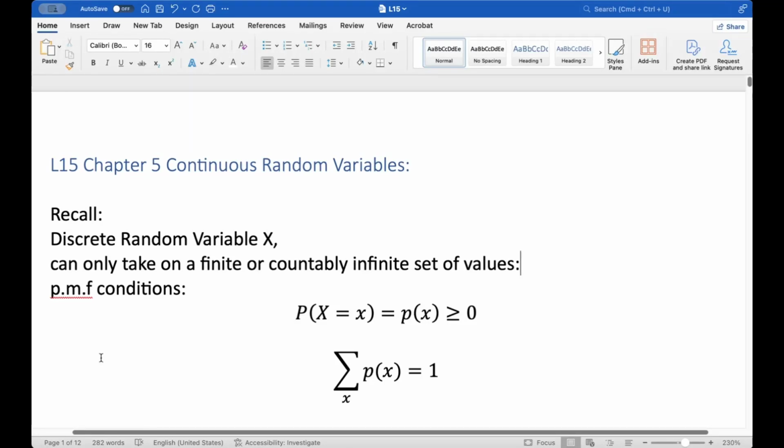Hello, welcome to Lesson 15, Chapter 5, Continuous Random Variables.